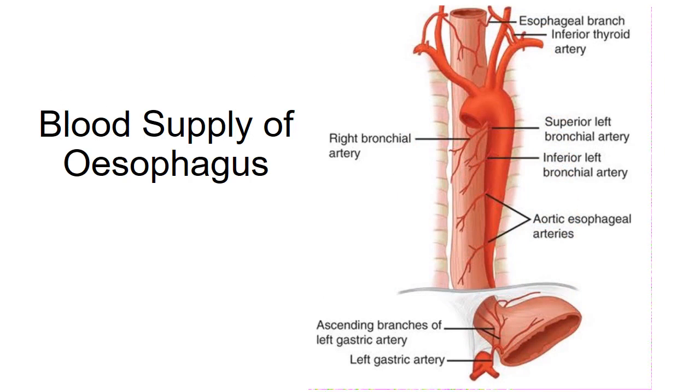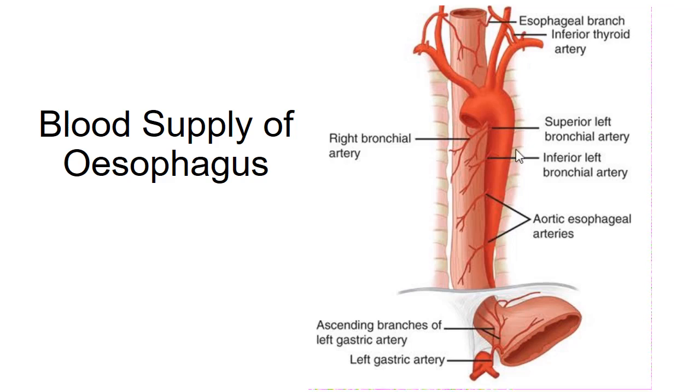Now let's talk about the arterial supply of the esophagus. For convenience, we have divided the esophagus into three parts: the cervical part, thoracic part, and the abdominal part. Talking about the blood supply of the cervical part, it is supplied by the inferior thyroid artery. These are the esophageal branches from the inferior thyroid artery.